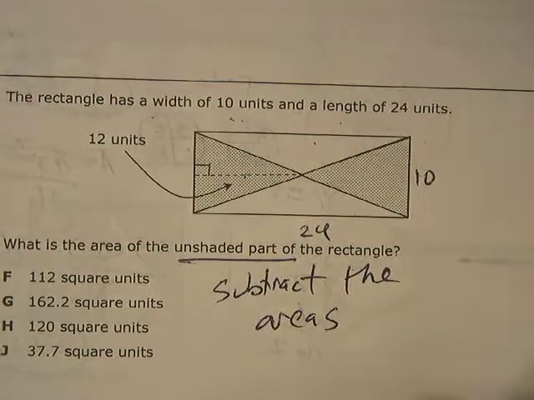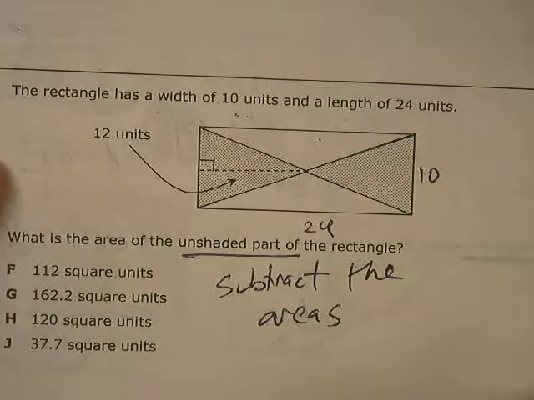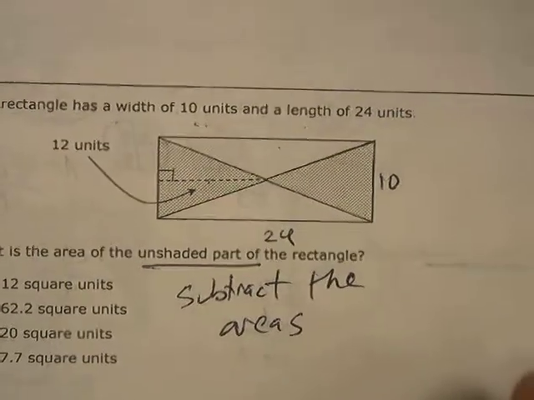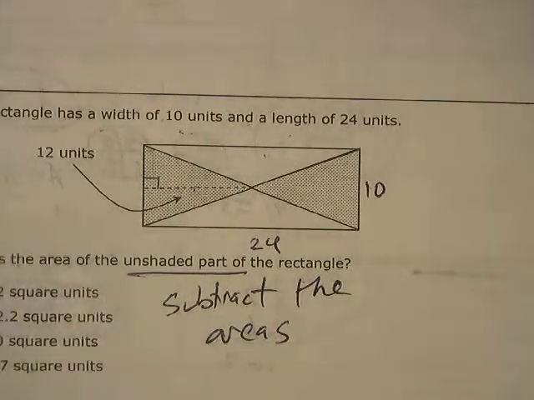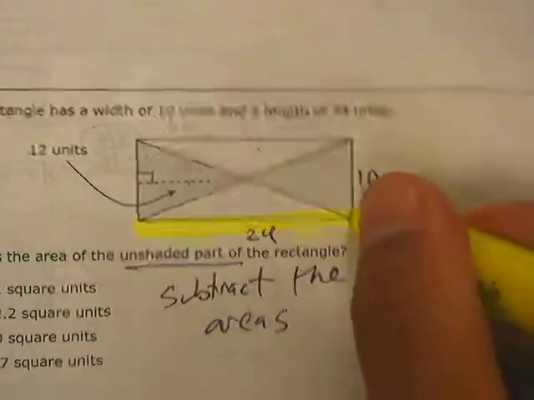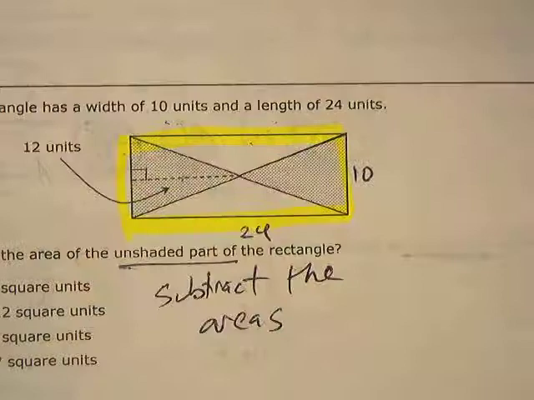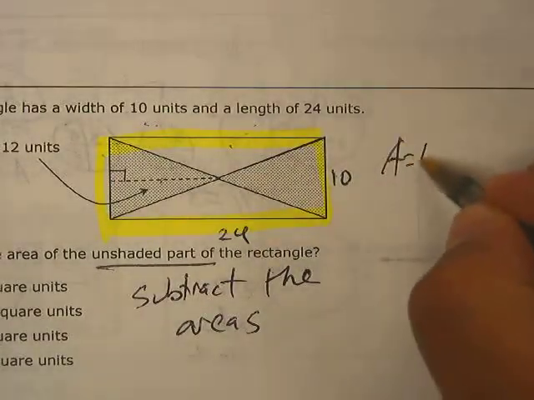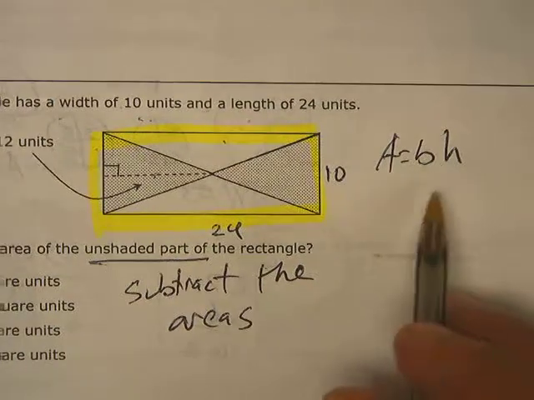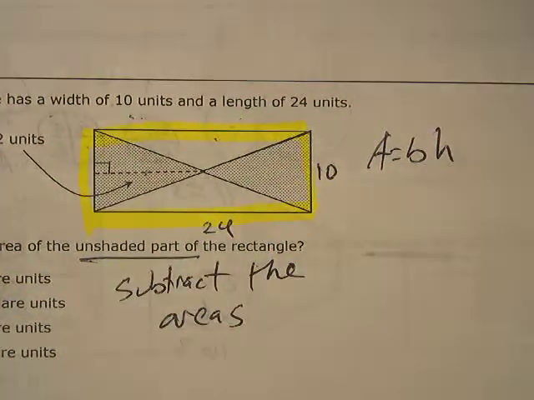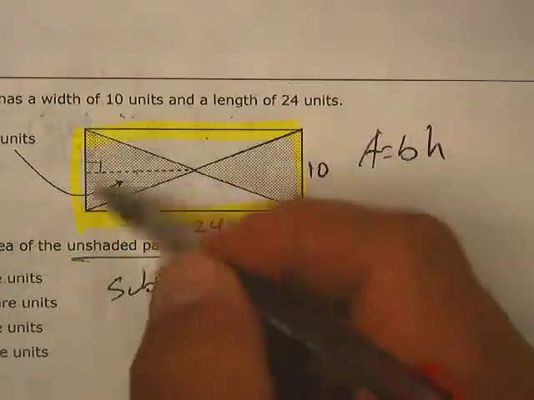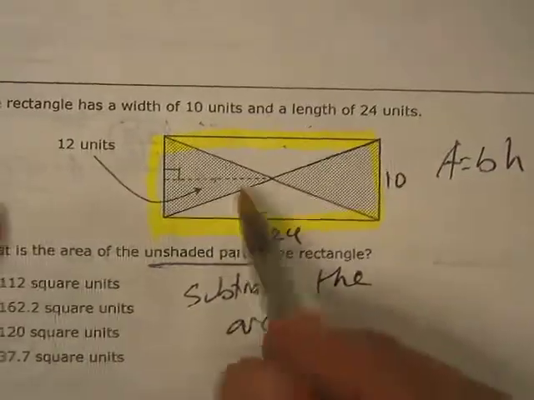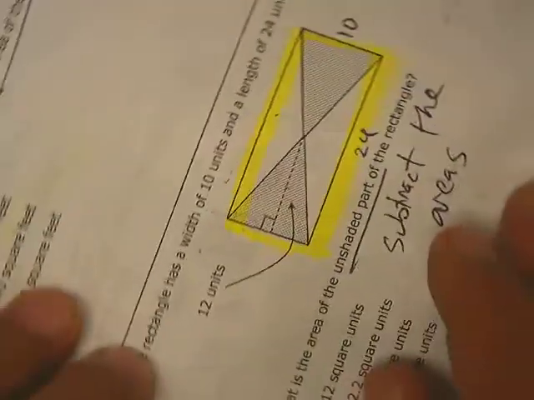What is the area of the unshaded part? So they want the area of this guy. And when you see that, what is the area of the unshaded part? When you have shaded and unshaded, always remember you're going to have to subtract the areas. You're going to have to subtract the areas. So for example, here we can find the area of the whole rectangle. Well, the whole rectangle is everything there. It's all this. That's the whole rectangle.